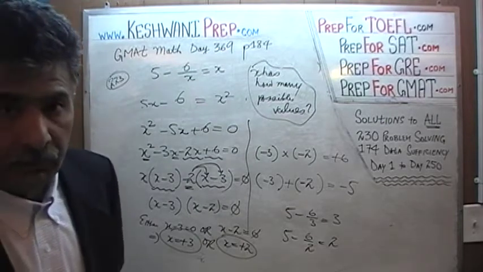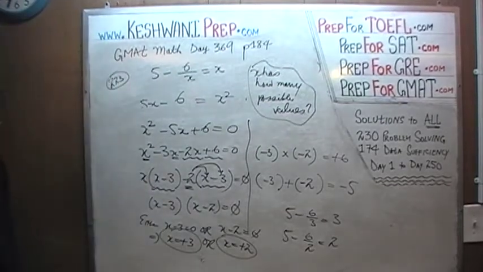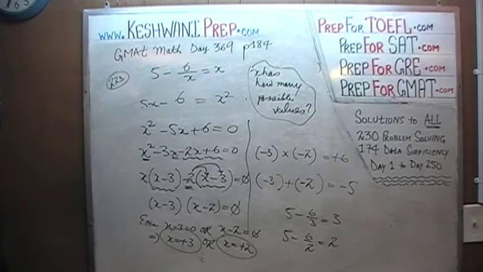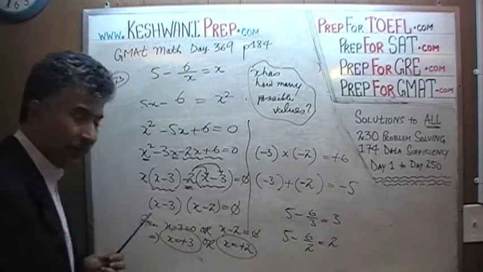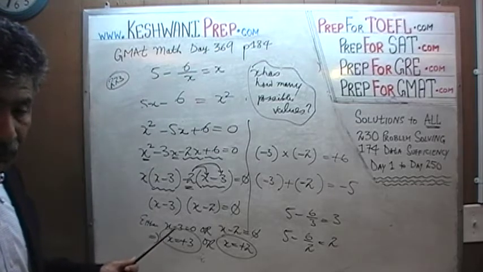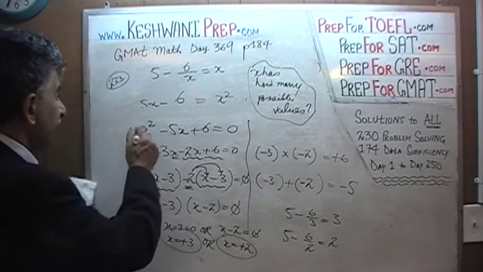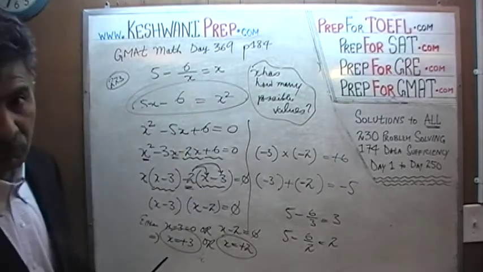Let's do the next one, shall we? 224. One more time, just to point it out to you, this is not what we do in the real exam. In the real exam, we were done a long time ago. Right here, we were done. It will have two distinct roots, that's it.